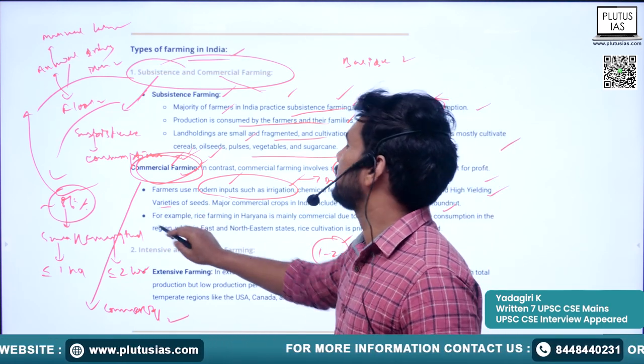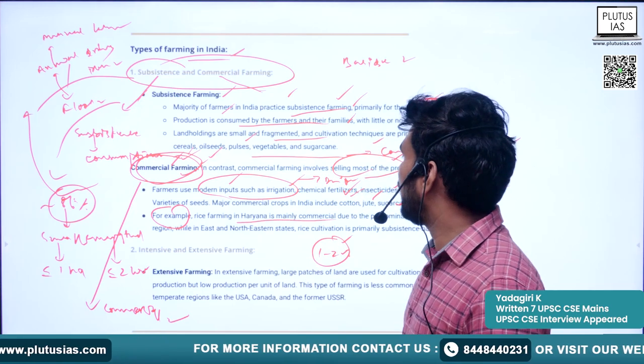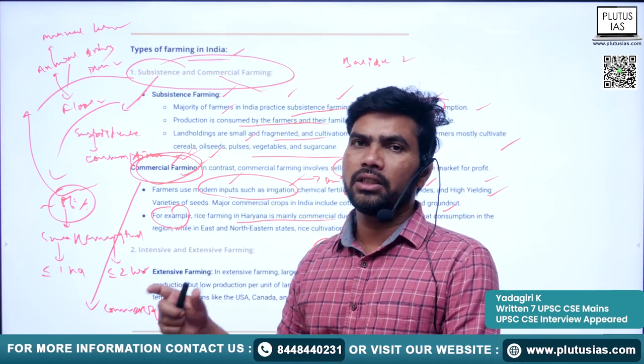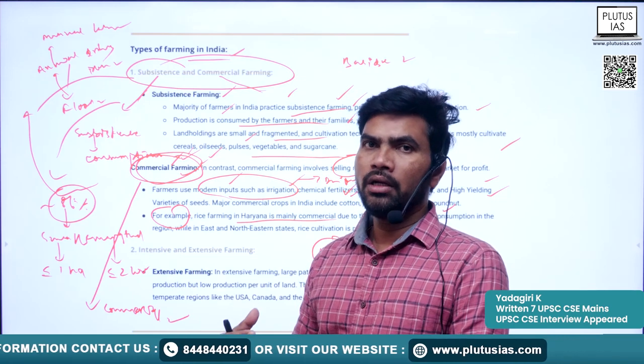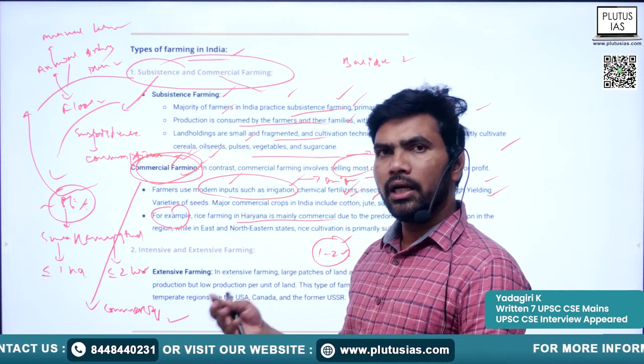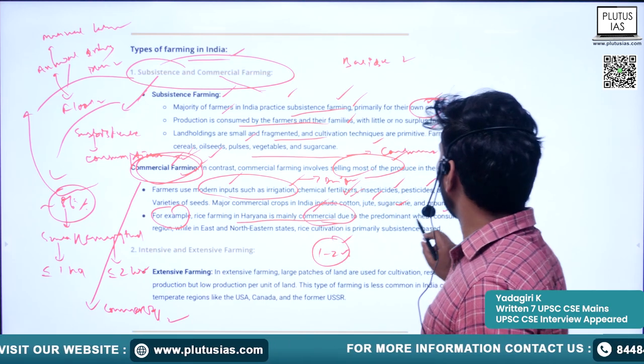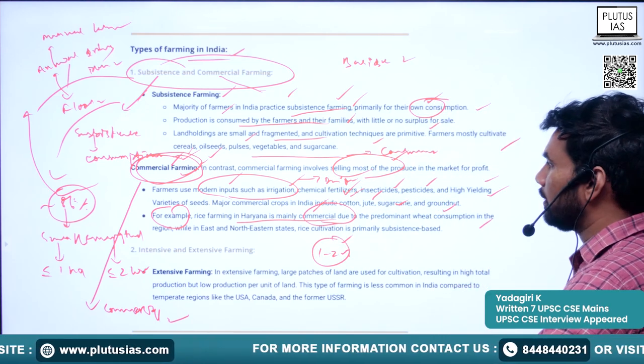If we see an example, rice farming in Haryana is mainly commercial. In other areas, rice is a subsistence crop. But in Haryana, and for that matter in Punjab also, it is mainly a commercial crop due to the predominant wheat consumption.